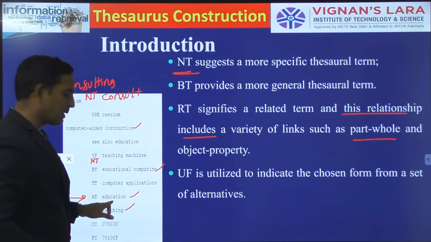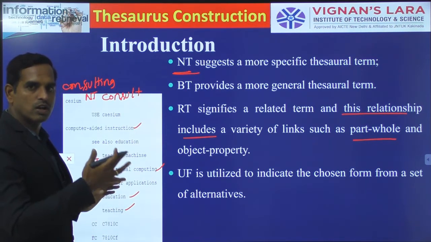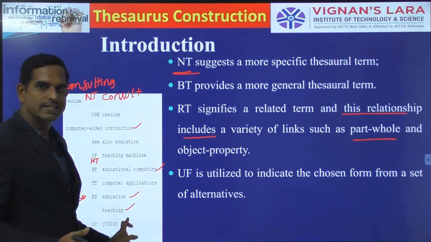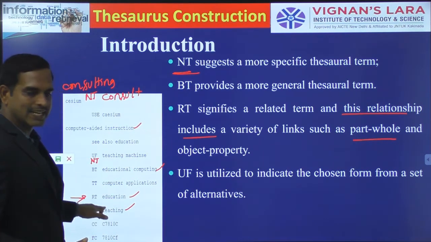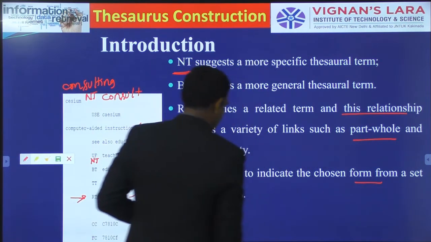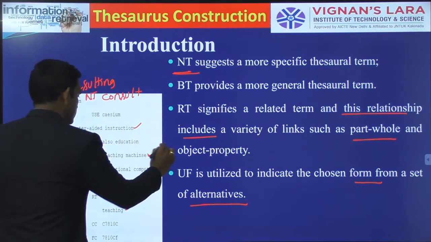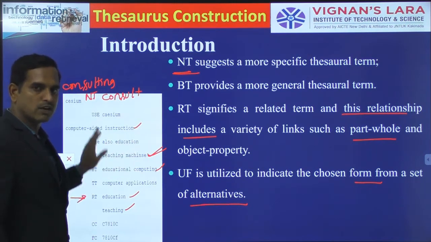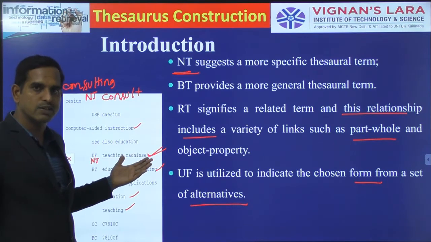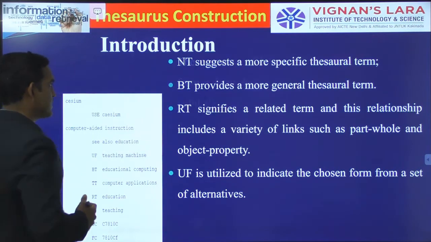So this particular thing is part of education. This particular thing is part of teaching. Like this, part of whole. We can have various relationships between these terms and the related terms. That is why you have the RT link, and you have the UF link, used to indicate the chosen form from a set of alternatives. So teaching machine is a chosen form from a set of alternatives. From a set of alternatives, you can choose this also. This is another alternative for your terms. Like this, you will have various links for each and every term.